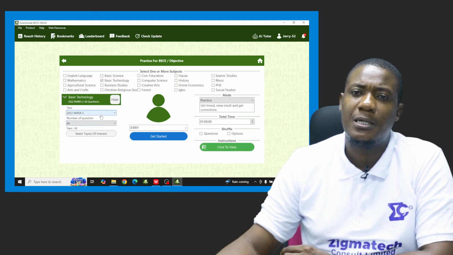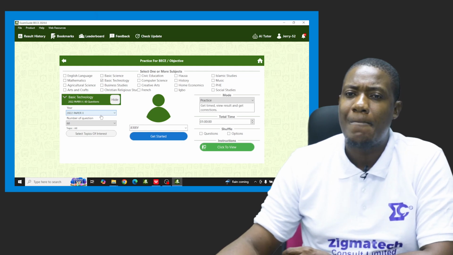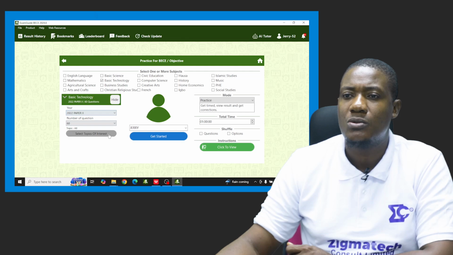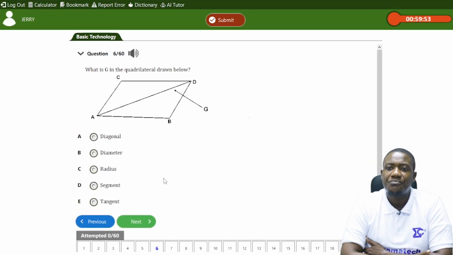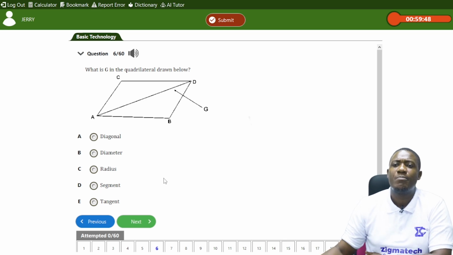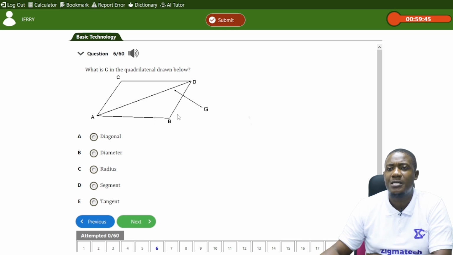Okay, so let's look at the 2022 basic examination paper 2. Number 6 says, what is G in the quadrilateral drawn below? This shape we see here is a quadrilateral. From what we are seeing, we can easily name this quadrilateral because there's something I told you already, right? With this type of quadrilateral, you can see that these two sides are parallel, and they look equal. So this is a typical parallelogram.